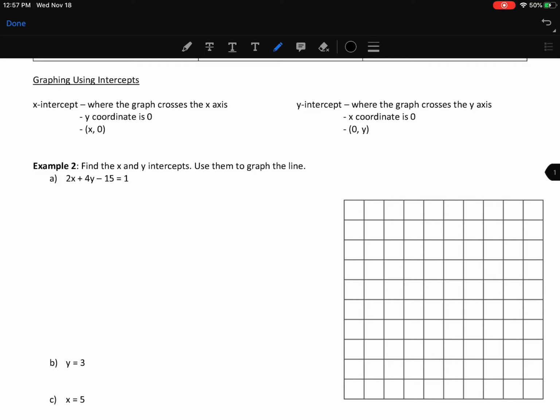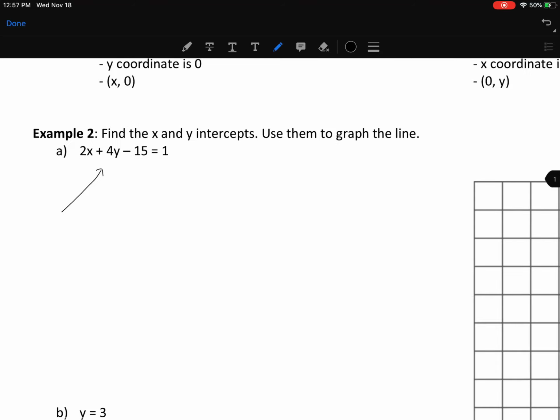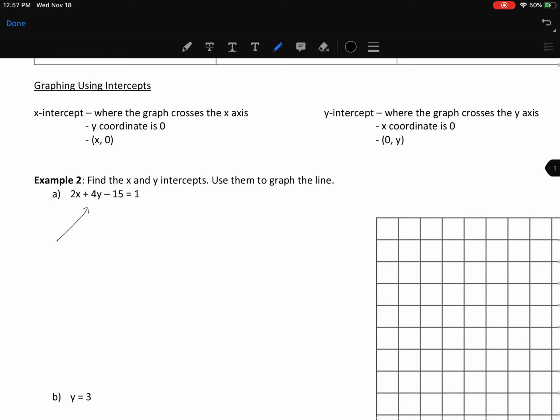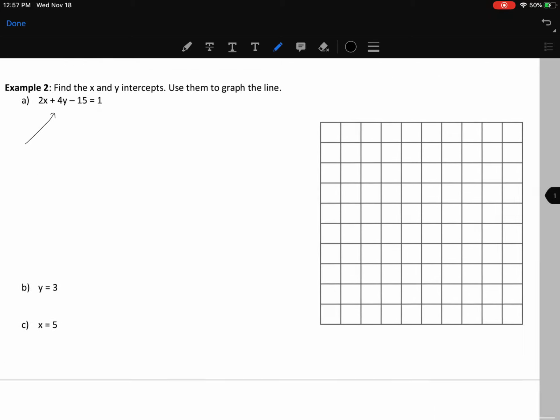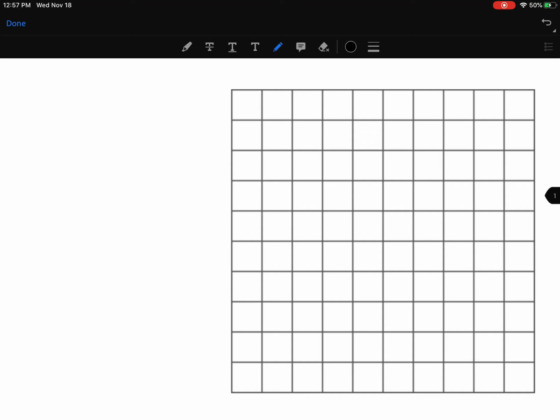Now, graphing using intercepts. Right, not everyone maybe saw this last year, but I want to make sure we know how to graph using our x and y intercepts because it is very, very handy, especially when our graphs are written in standard form like this. So it says here the x-intercept is where the graph crosses the x-axis. All right. And the y-intercept is where the graph crosses the y-axis.